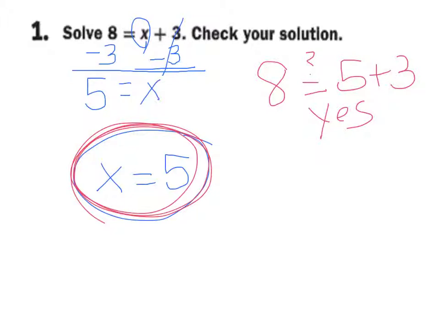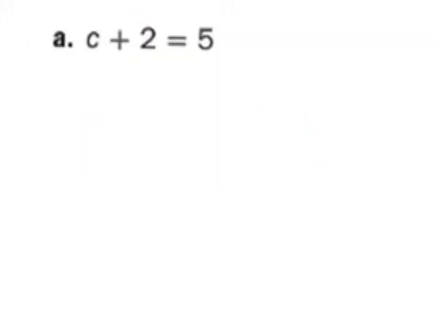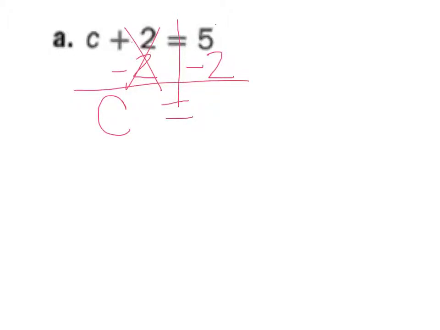Okay, you try it. It's at the bottom of the page. Okay, so it says c plus 2 equals 5. I'm going to use the subtraction property because it's adding, and I'm going to say subtract 2. But if I subtract 2 over there, I have to subtract 2 on this side of the equal sign also. So I know that 2 minus 2 is 0, so I have only c left on the left-hand side. 5 minus 2 is 3, so c equals 3.